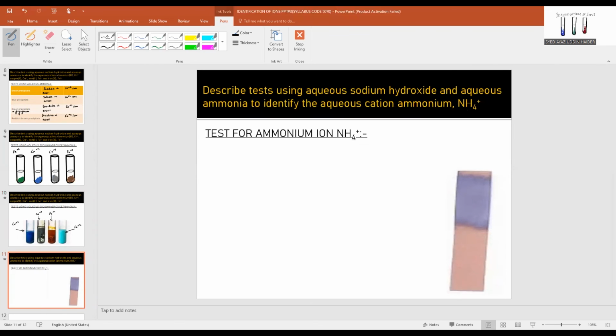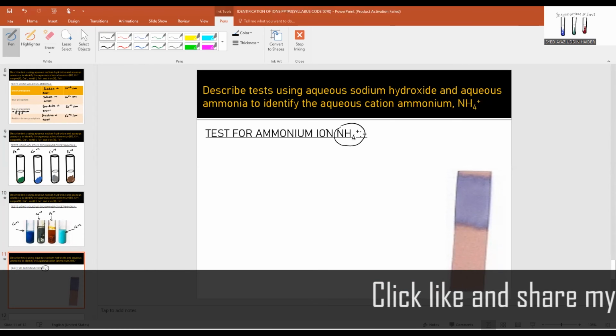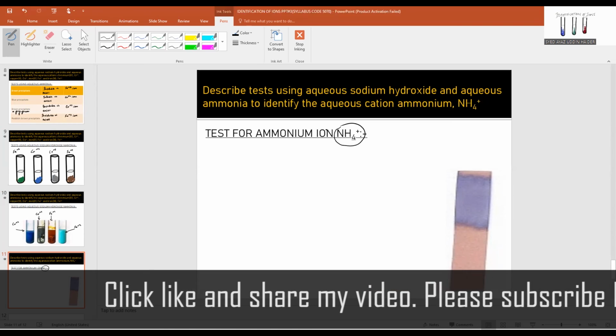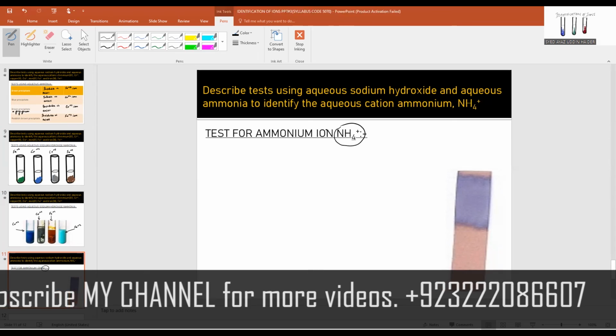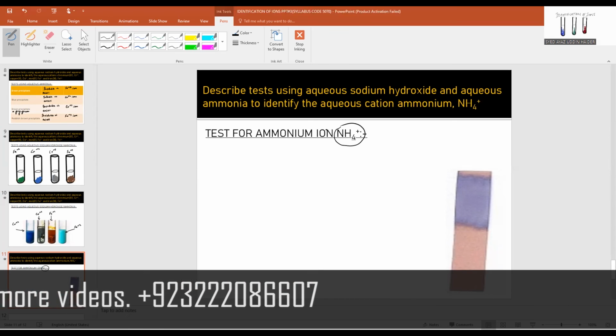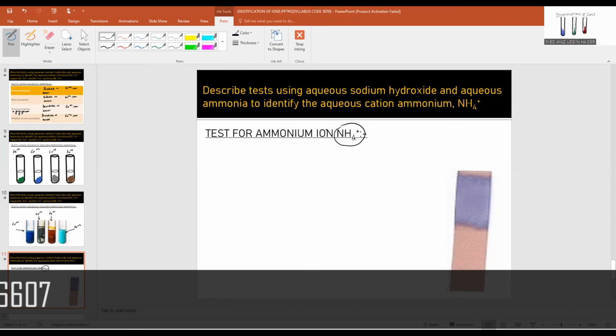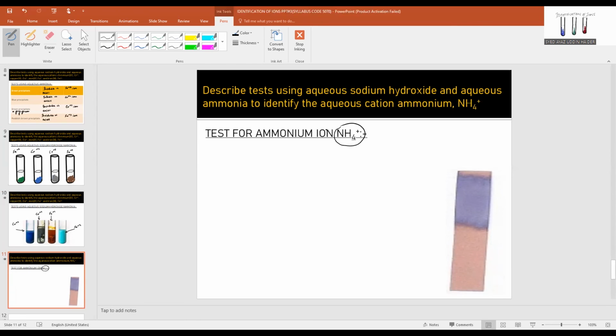The last test is for the ammonium ion. If neither a white nor a colored precipitate is obtained in the sample solution, then heat the solution with aqueous sodium hydroxide. A pungent smelling gas is produced which turns moist or damp red litmus paper blue like this. You get blue color like this. This is litmus paper.